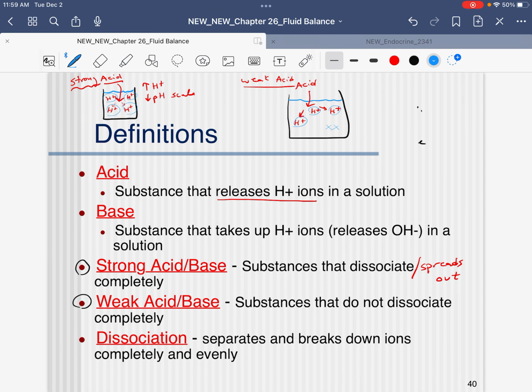We're being pretty general, but that's okay. So in a strong acid or base, the release or the picking up of hydrogen ions is even and complete. So in a strong acid, the substance spreads out or picks up completely and evenly for the most part. In a weak one, they do not spread out completely. All right.